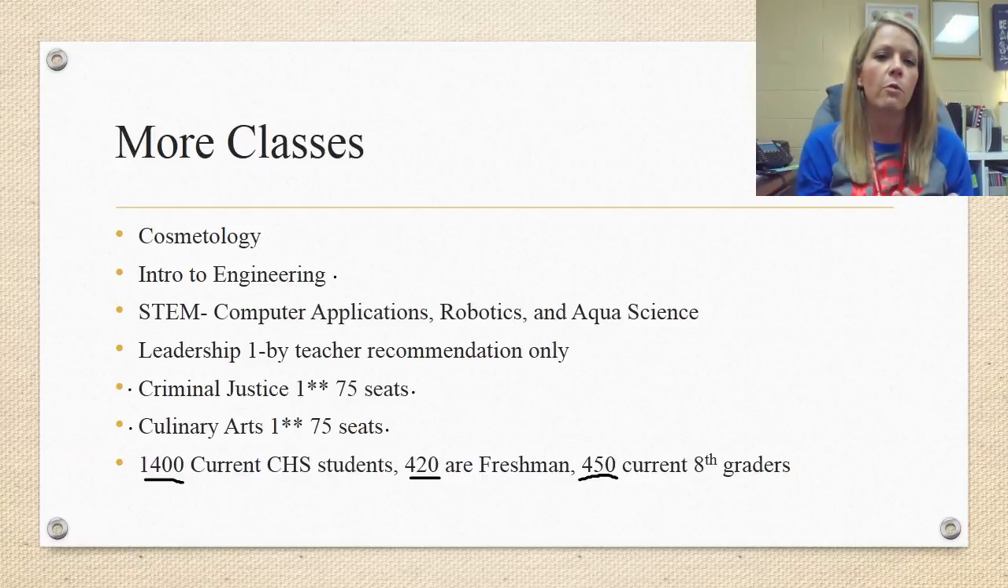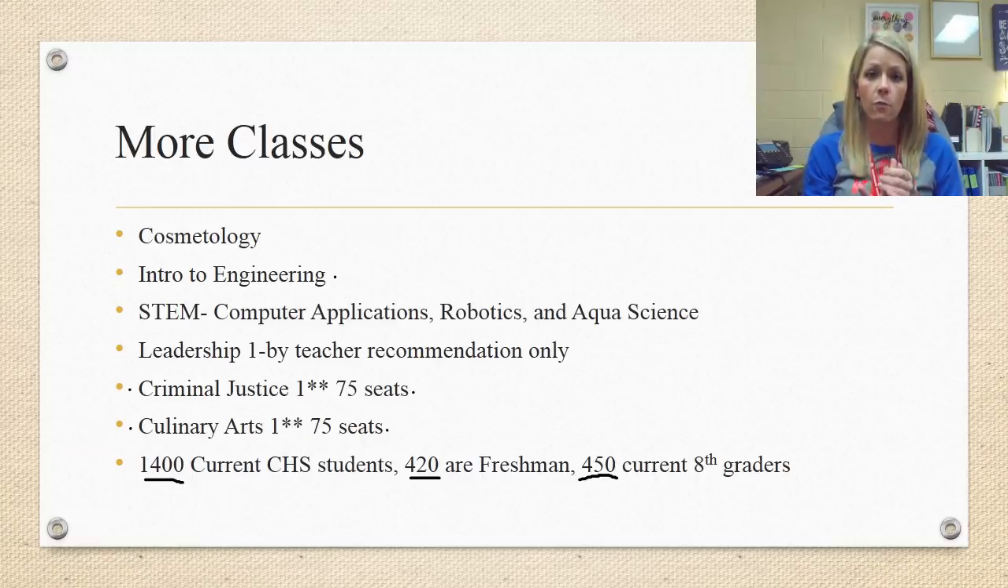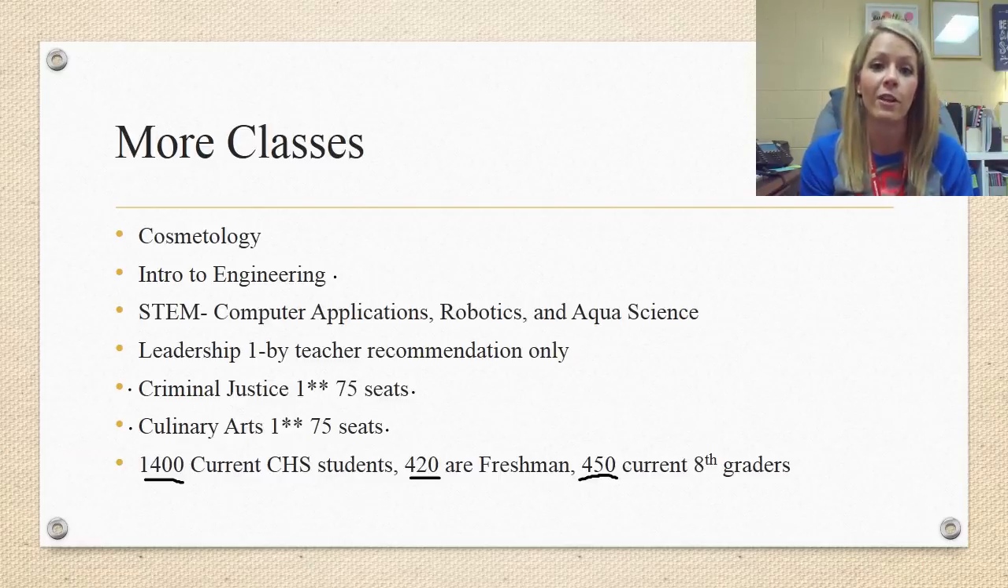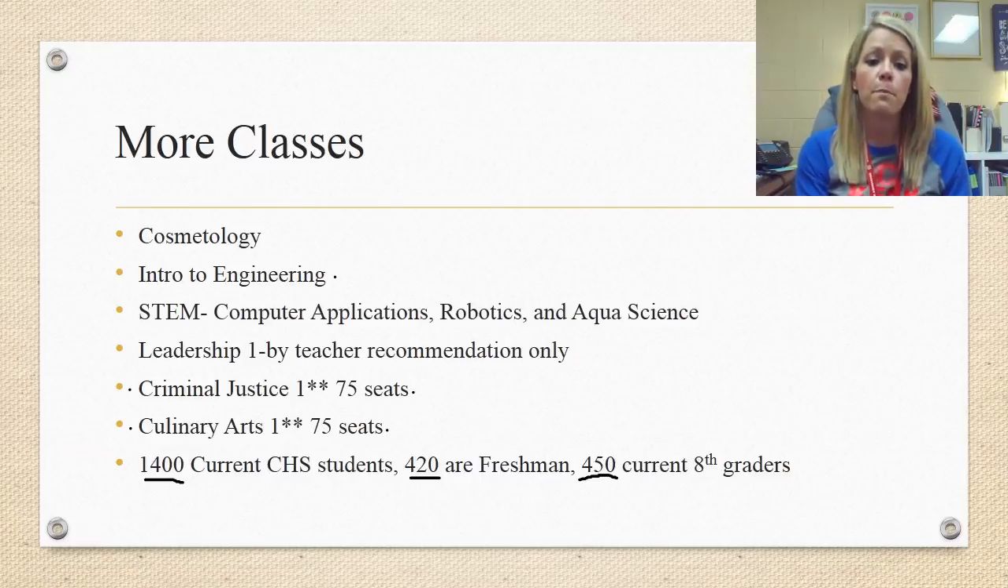So do you remember the part where I told you that seniors, juniors, and sophomores get to pick their classes first? They can pick any classes they want, where freshmen are limited to these 12. So any of those 1,400 students can request to be in Criminal Justice and Culinary Arts. I don't mean to break your hearts, but the probability of you getting into Criminal Justice or Culinary Arts 1 is very small.